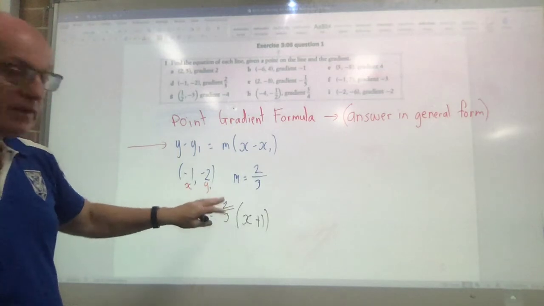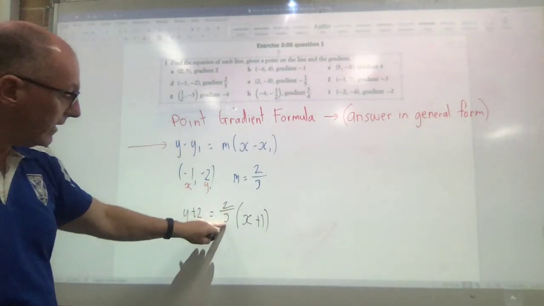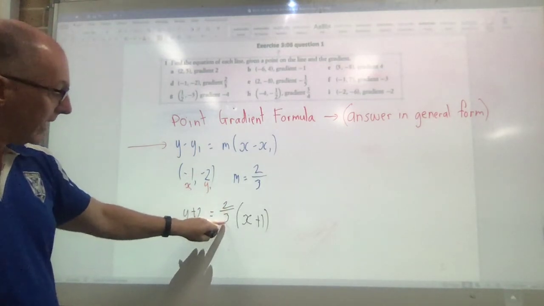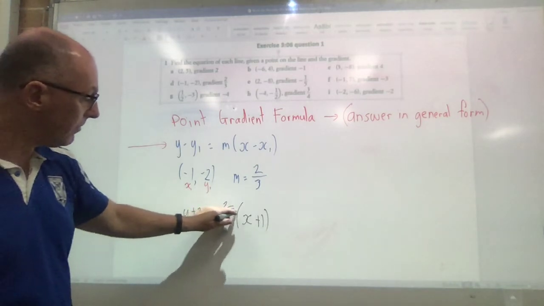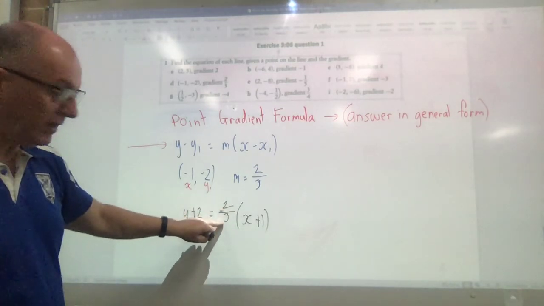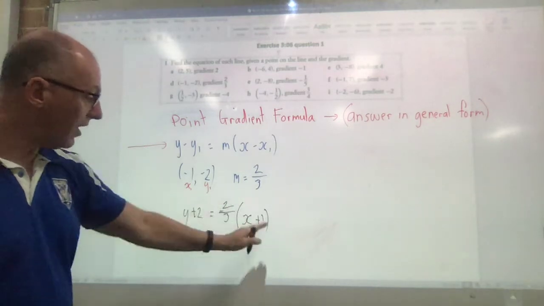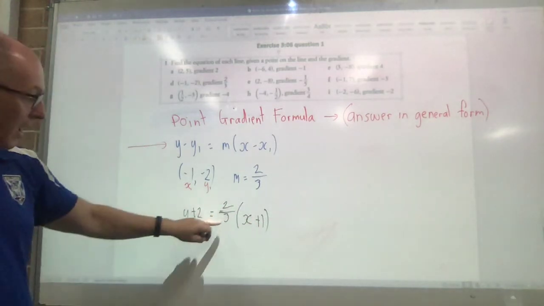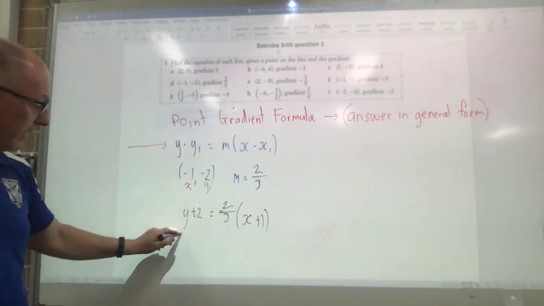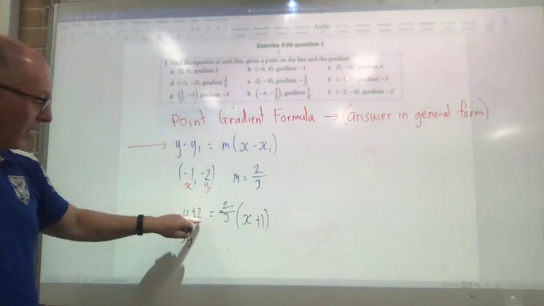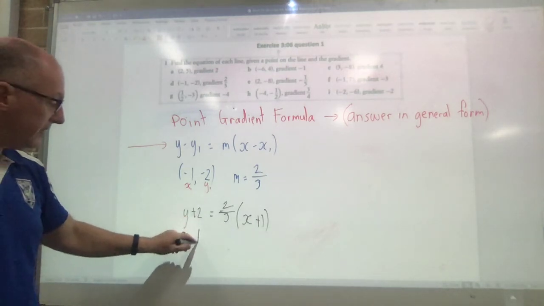Now, the first thing that's different about this is the 2/3. What we normally do when the gradient is a fraction is we get rid of that bottom number. In this case, the bottom number, apologies, is a 3. So I'm going to multiply both sides by 3. This is what we do. I multiply this by 3 to get 3y. I multiply this by 3 to get 6.